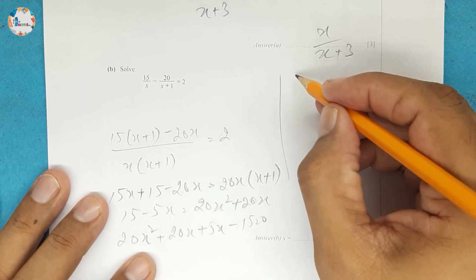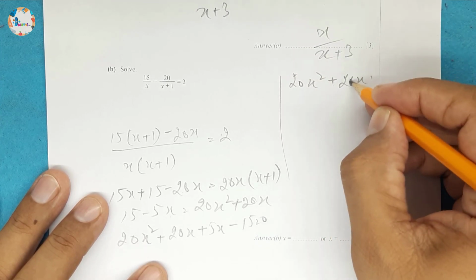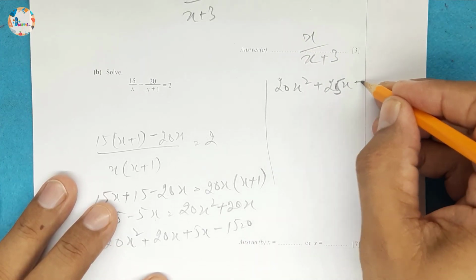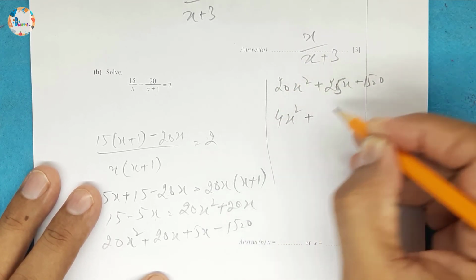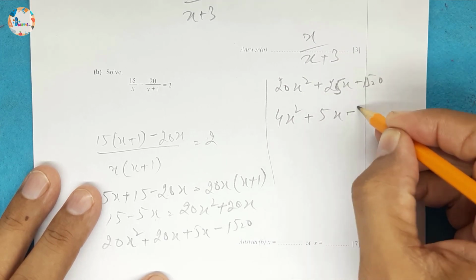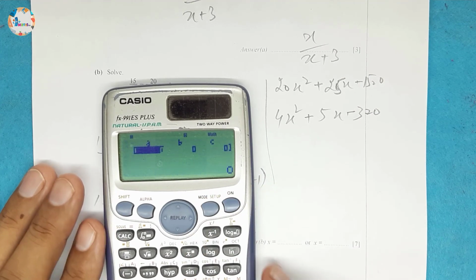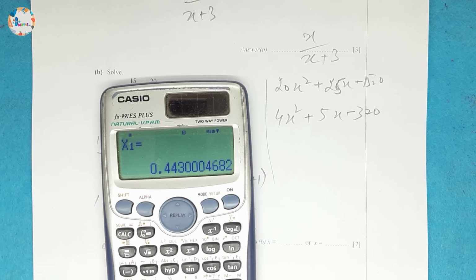So it will be 20x squared plus 20x plus 5x, basically 20x plus 5x will be 25x and minus 15 is equal to 0. We can divide it by 5, so 4x squared plus this will be 5x and minus 3 is equal to 0. Now we can solve this by multiplying the coefficient of x squared and the constant value, and this is resulting as basically decimal answers. So we'll check for this.